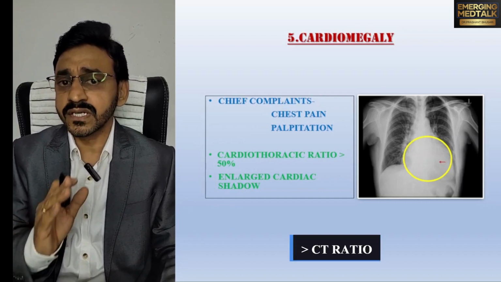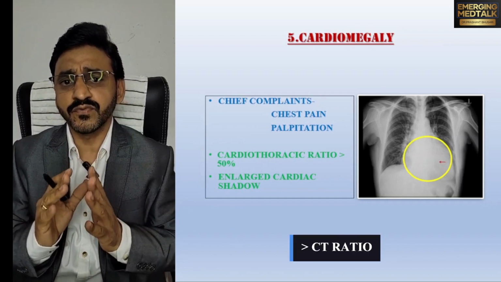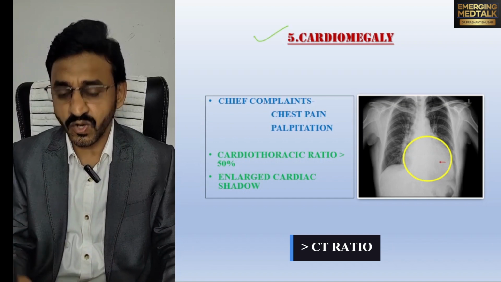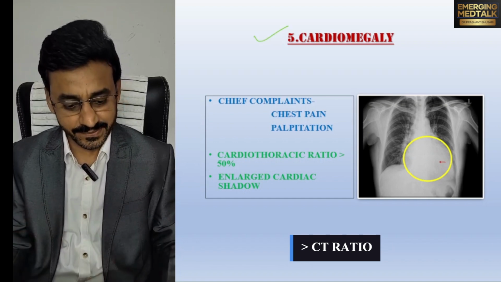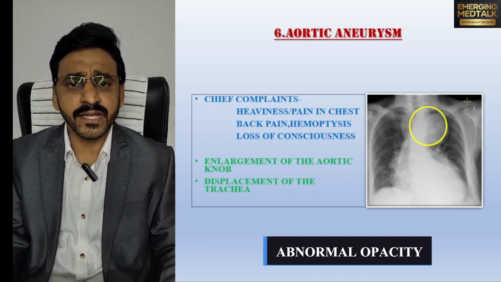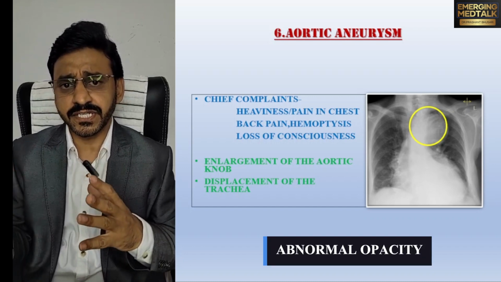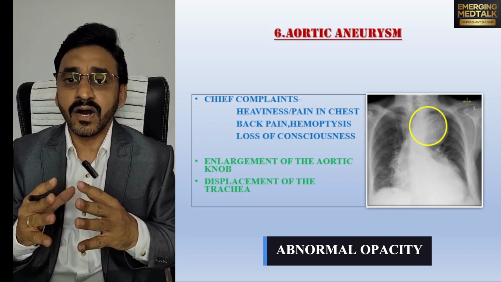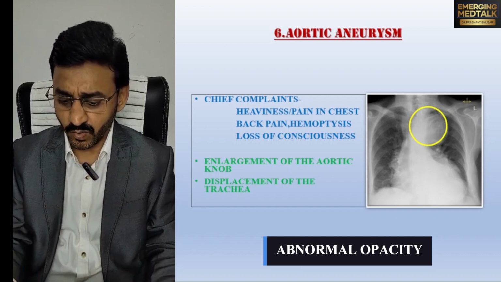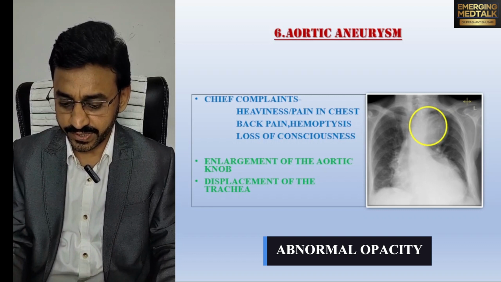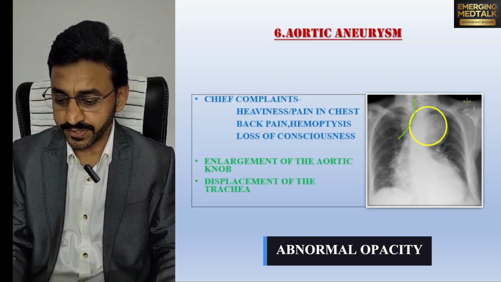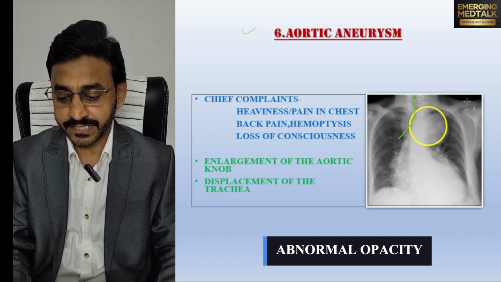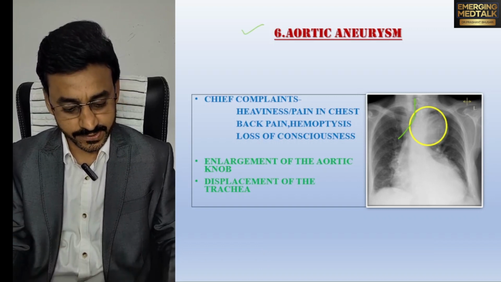Then we know the cardiothoracic ratio is 50 to 55%, and if it is more than that, the condition is called cardiomegaly. Then aortic aneurysm, particularly dilation of the aortic knob or aortic knuckle, with enlargement of the aortic knob and displacement of the trachea towards the affected side or the opposite side; the condition is called aortic aneurysm.